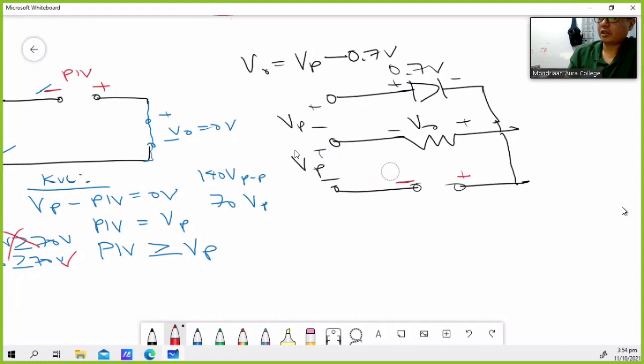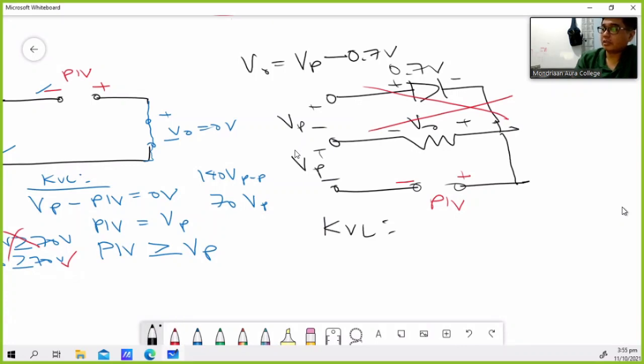Okay. So, ang focus natin dito, mag-KVL tayo. Yung taas, yung baba. Siyempre, ang focus natin na KVL, yung nasa baba, kasi ang kinukuha natin yung PIV. So, hindi natin kukunin yung KVL ng nasa taas. Okay? So, mag-KVL tayo dun sa loop na nasa baba.